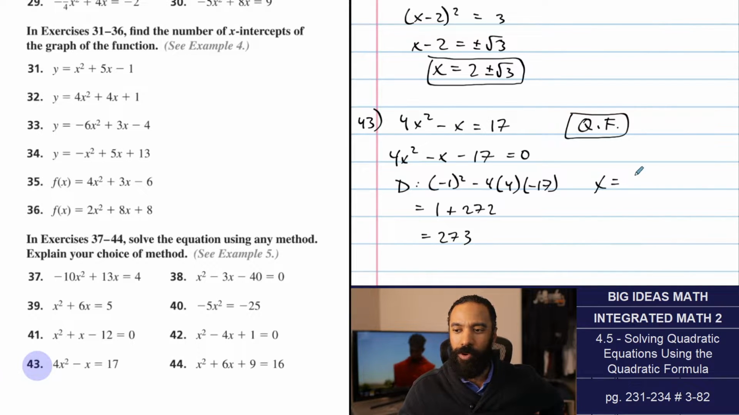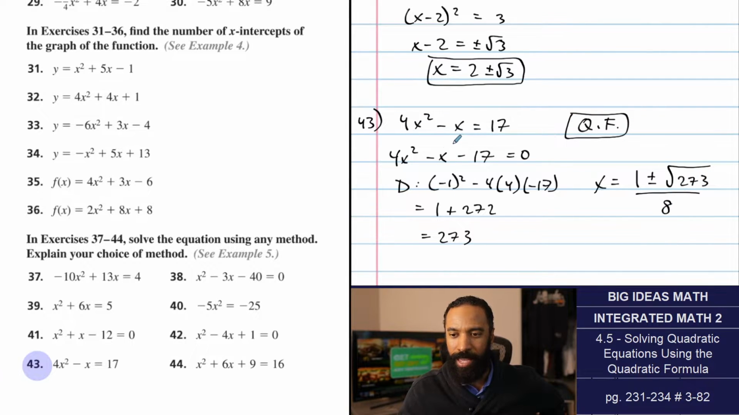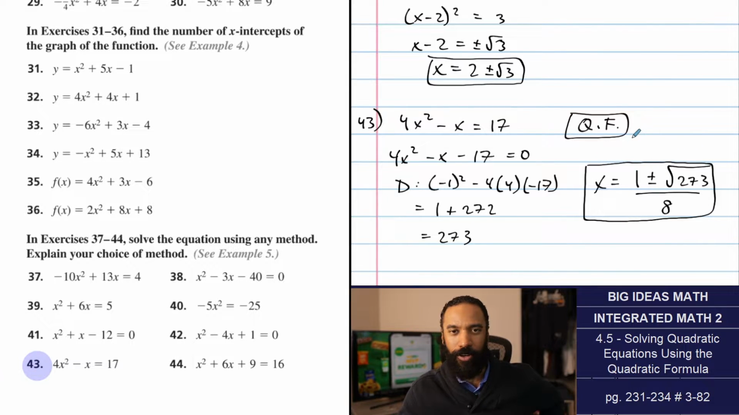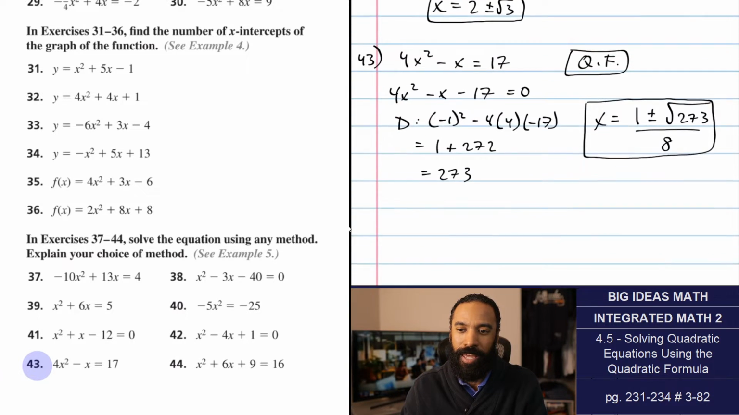So it's x equals negative b plus or minus the square root of b squared minus 4ac all over 2a. 2 times 4 is 8. That's the answer. If you can't simplify the radical, you're done, right? That's it. And yeah, we're finished with that.